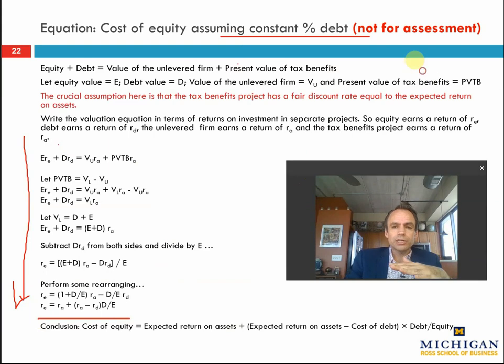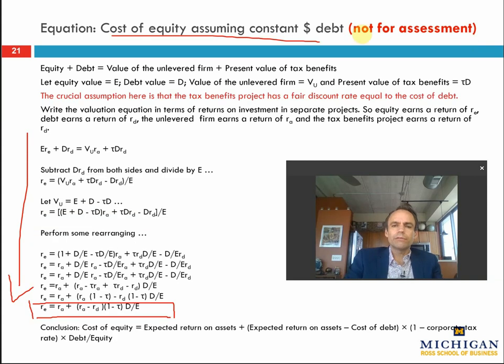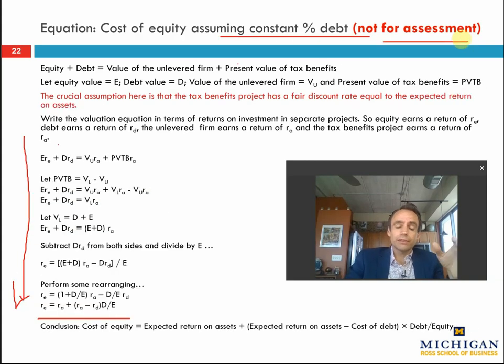Now, I'm not going to expect you to repeat that mathematical proof. Hence my big red letters, not for assessment. But I'm trying to point out that these equations didn't just come out from thin air. They are a mathematical derivation that relies upon crucial assumptions.